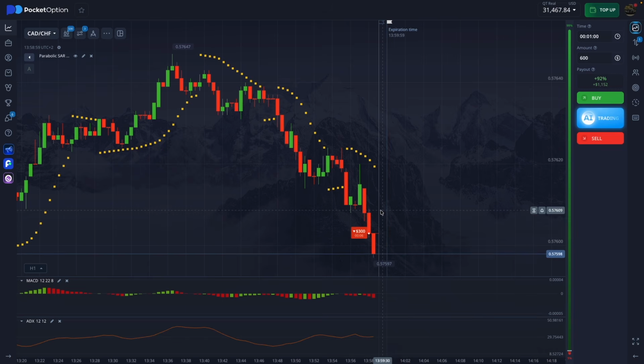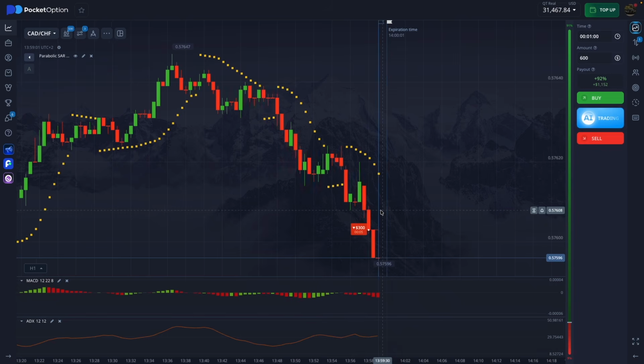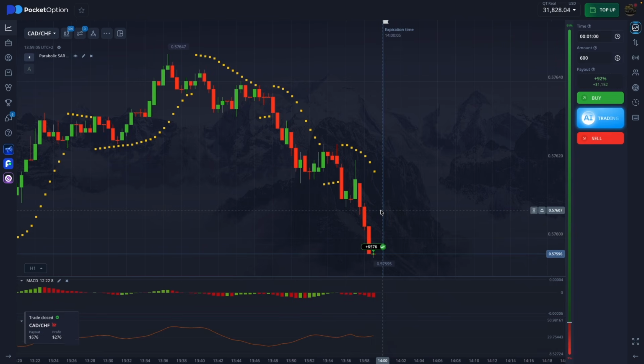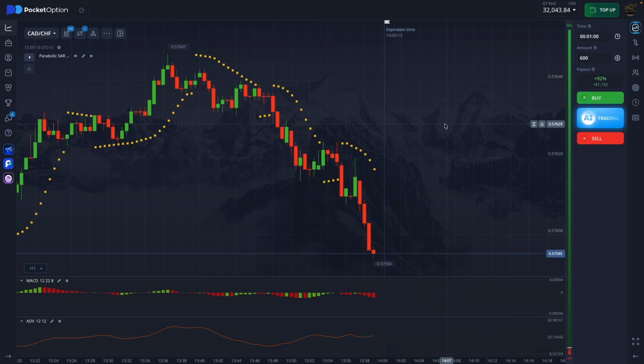This is the strategy. Basically, with this strategy, you can quickly determine whether you can enter a trade right now or not. That's why I like it. And my second trade, which is a down trade, also ends in profit. Well, that's the strategy. I hope you discovered something new.